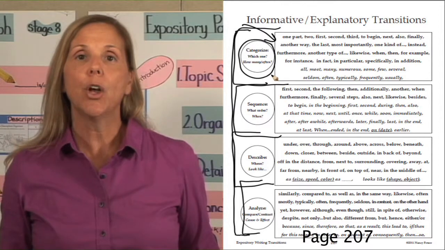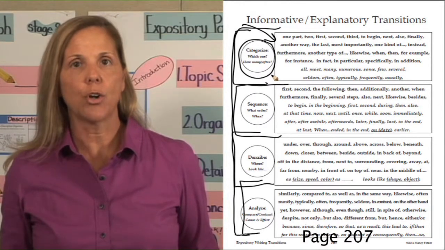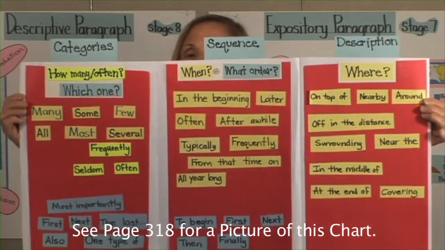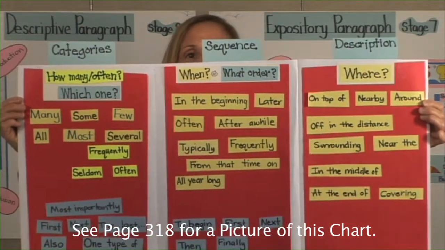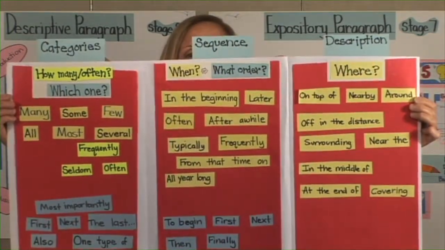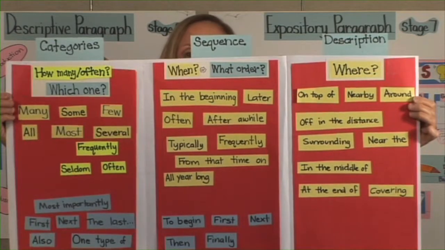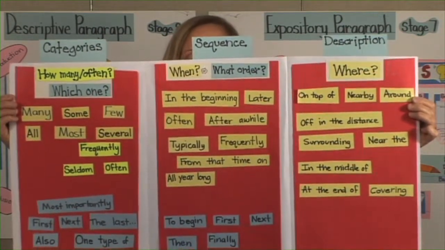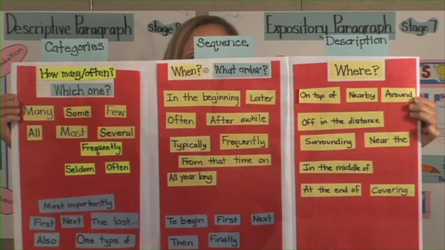You can also make a wall chart for your students to use as a reference for transitions. In this case, I have a category section, a sequencing section, and a description section. Depending on the organizer, category, sequence, or description, they would look at this wall chart for different transition words that they could use in their writing.